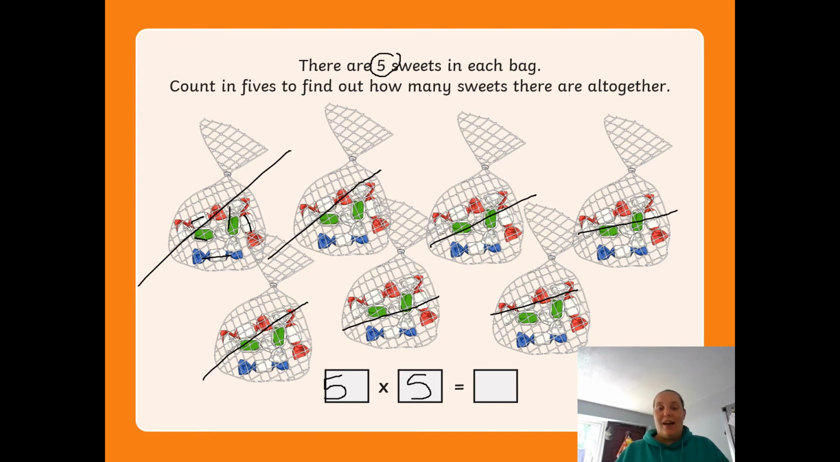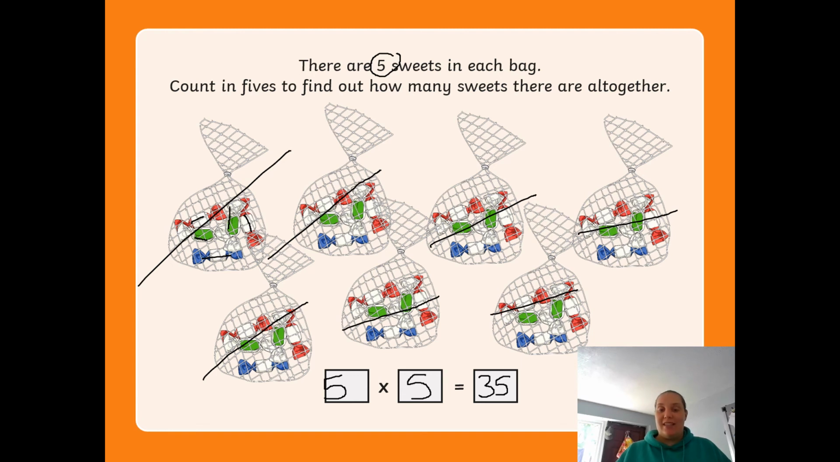So I have actually made a little bit of a mistake here. Can anybody spot what my calculation mistake is? What did I do wrong? Now, if you've noticed, I've read it completely wrong because I said there were 5 sweets in each bag. Okay, but I actually meant that that was 5 bags.